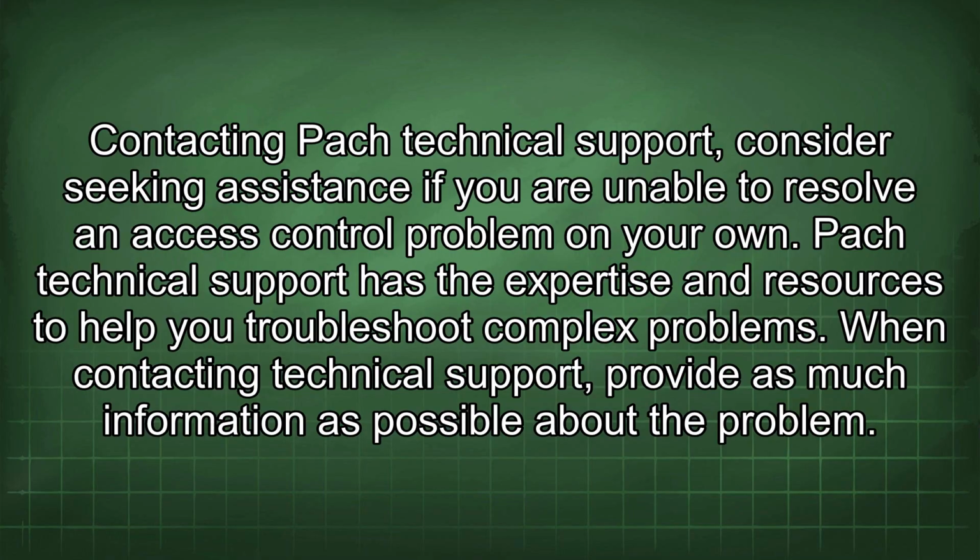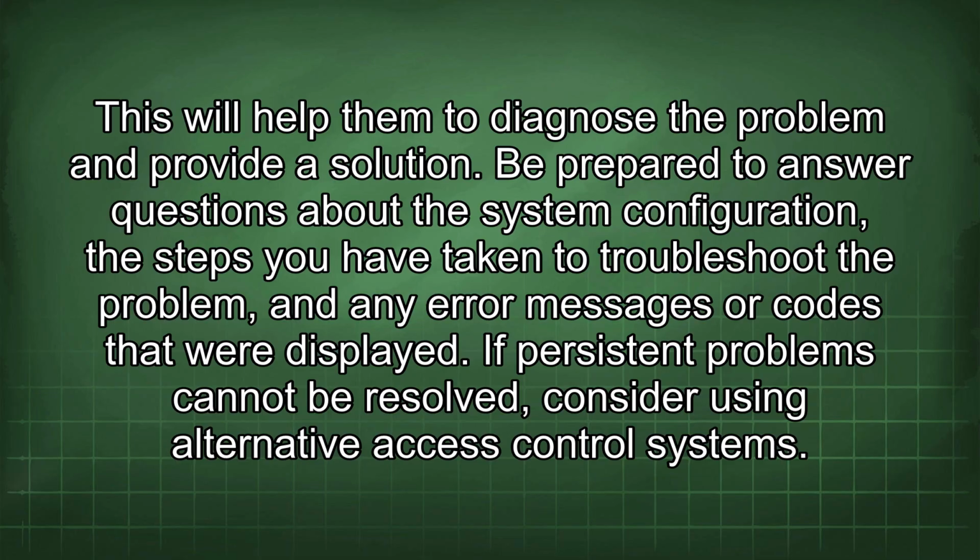Contacting Pach technical support. Consider seeking assistance if you are unable to resolve an access control problem on your own. Pach technical support has the expertise and resources to help you troubleshoot complex problems. When contacting technical support, provide as much information as possible about the problem. This will help them to diagnose the problem and provide a solution. Be prepared to answer questions about the system configuration, the steps you have taken to troubleshoot the problem, and any error messages or codes that were displayed.